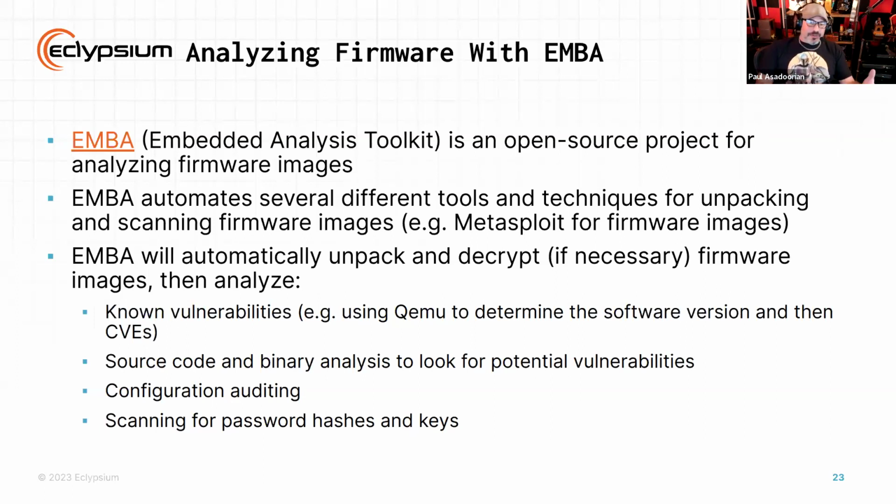Like one thing it'll do is it'll extract the file system. It'll use QEMU to run the binary. Maybe it's an ARM platform, right? But you're running EMBA on x86. So it'll use QEMU to emulate the environment, run the tool, get the version number of that tool, and then using its own CVE database that it keeps updated will tell you if there's any known vulnerabilities with it. And so, yes, you could do this manually, but EMBA helps automate this, which I think is really awesome.